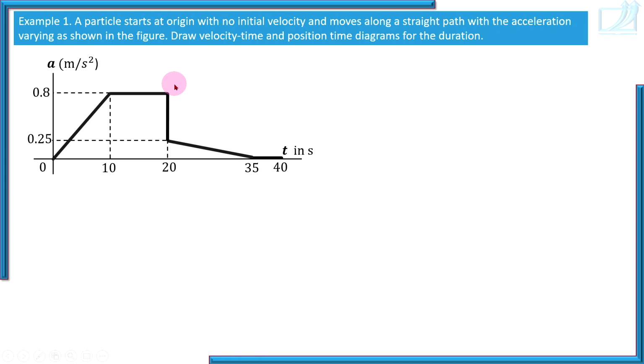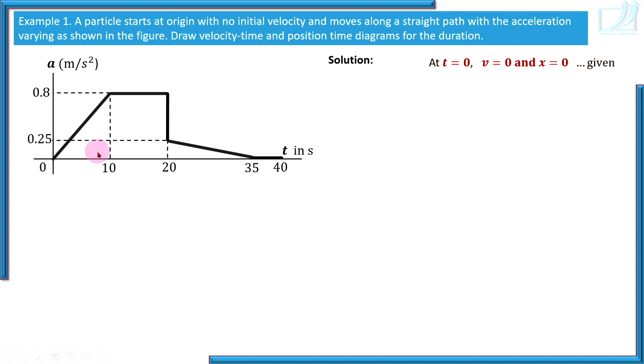Read this problem. A particle starts at origin with no initial velocity and moves along a straight path with the acceleration varying as shown in figure. Draw velocity time diagram and position time diagram for the duration. What is that duration? t equal to 0 to t equal to 40. In this duration, you are asked to draw Vt and Xt diagram, position time diagram. Information we have is at t equal to 0, V is equal to 0 and X is equal to 0.